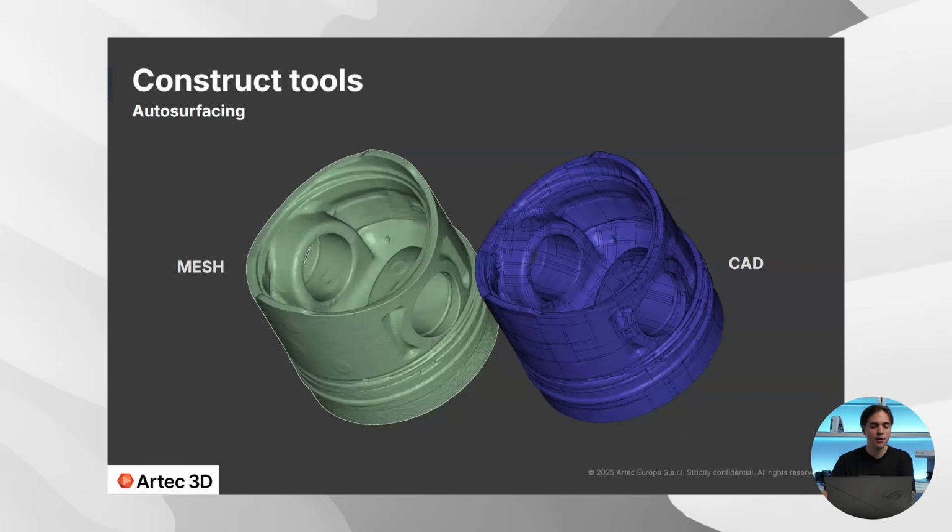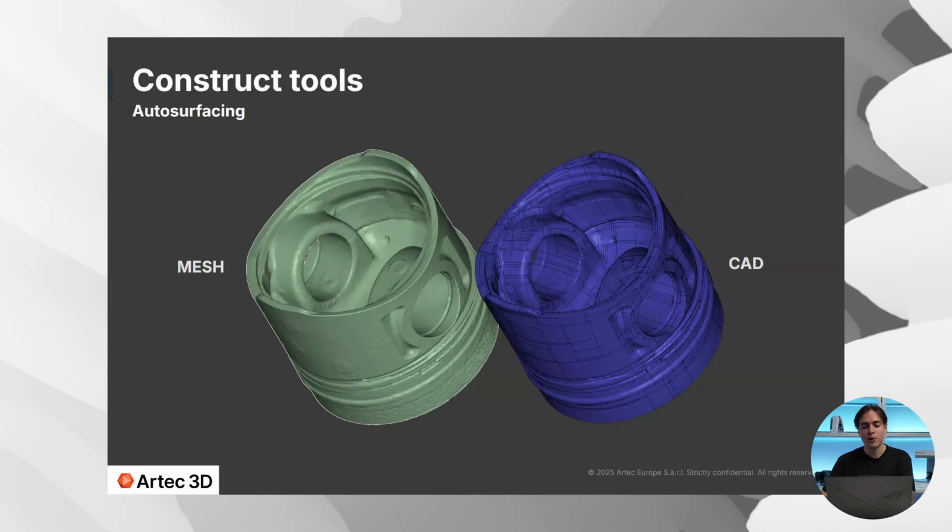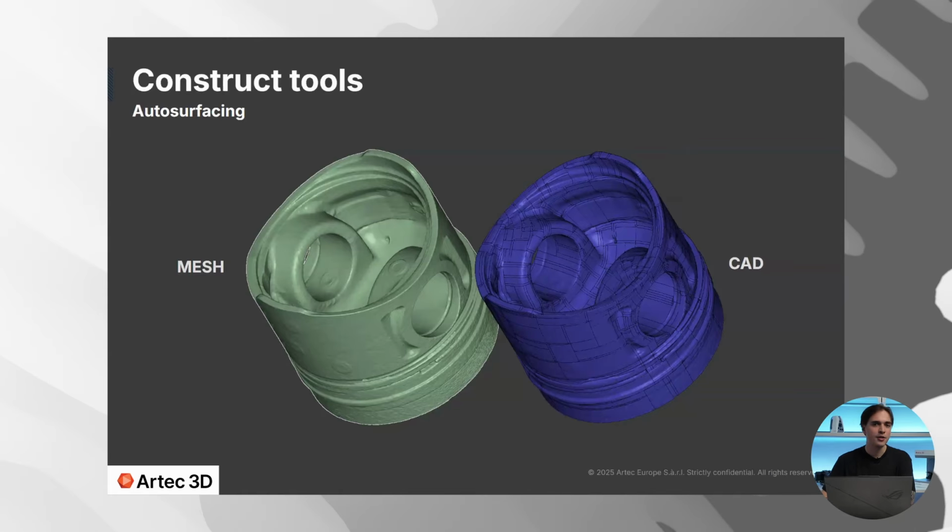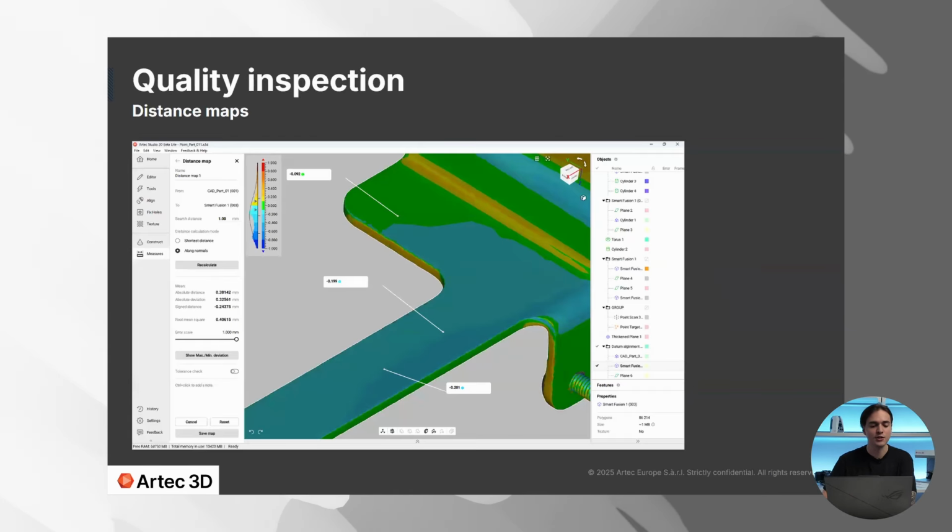One more tool that we have under the Construct tab is called Auto Surfacing. It's used to convert your mesh, which comes from photogrammetry, for example, to a CAD model. As you can see on the right, we have a CAD representation of our mesh. It's a quick way to convert your model if you specifically need the CAD for your object.